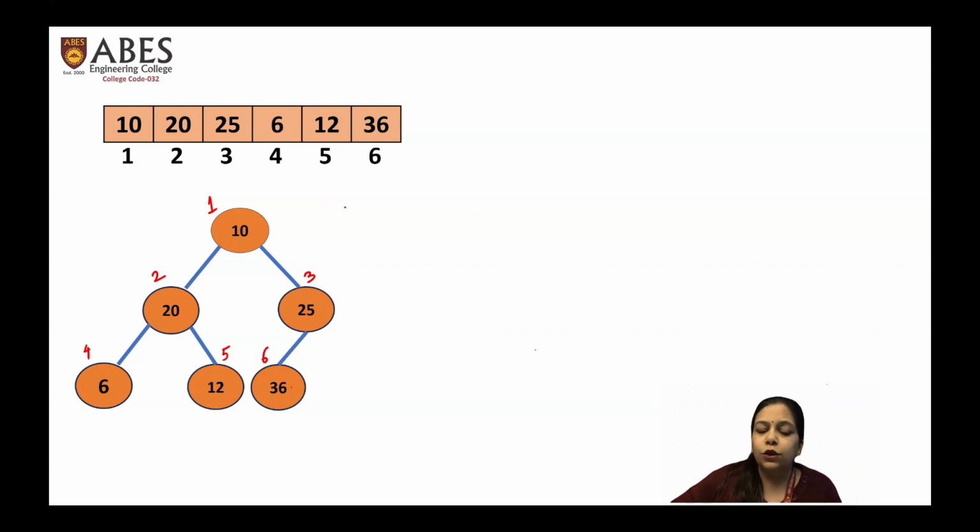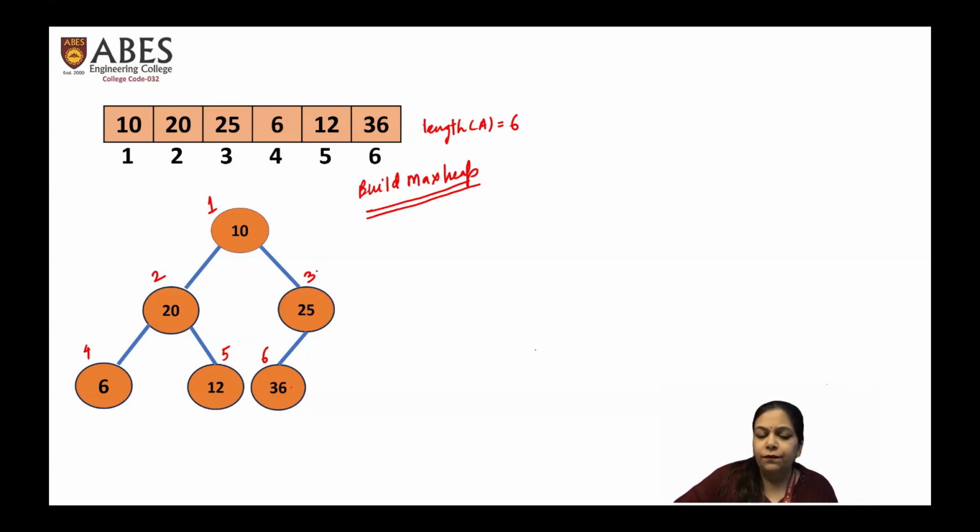Now, in order to sort these elements with the help of the heap sort algorithm, the first step is that we have to build a max heap out of this tree. In order to do this, we will start by comparing the node which is stored at index length a by 2. Here we can see that the length of a is 6, so length a by 2 will become 3.